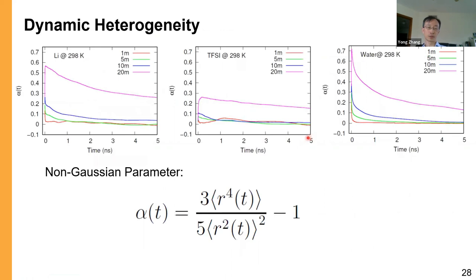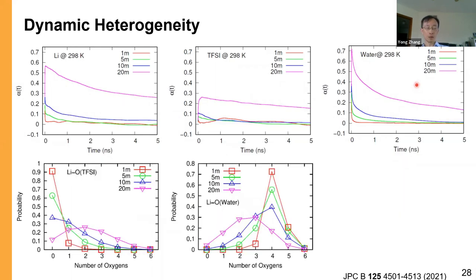So one way to directly calculate that is using this non-Gaussian parameter. Here we show the results for lithium, LiTFSI, and water. Interestingly, for a homogeneous liquid, we should see this non-Gaussian parameter decay to zero. Here it's really interesting that LiTFSI has a lower value compared to the other species. The reason for that, we believe, is due to the solvation structure again.